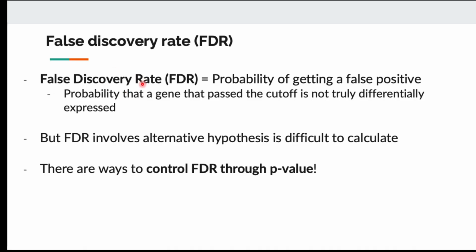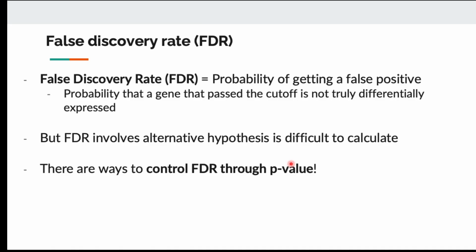But the false discovery rate is based on genes that are differentially expressed, a situation where we don't have any hypothesis or any model to calculate. The good thing in statistics is that people found a way to control the false discovery rate through the p-value. So we are still applying a cutoff to the p-value, but we are applying a certain cutoff so that we can say something about the false discovery rate.